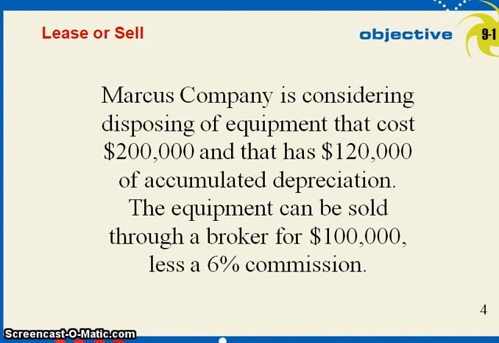Now back to that whole sunk cost concept. Do I really care what the value of the equipment is? The answer is going to be no, because the fact that the equipment cost $200,000 several years ago pretty much is irrelevant to me. That's all a sunk cost. What I am going to consider are going to be future costs. Okay, so one alternative is we can sell the equipment through a broker for $100,000 minus a 6% commission.